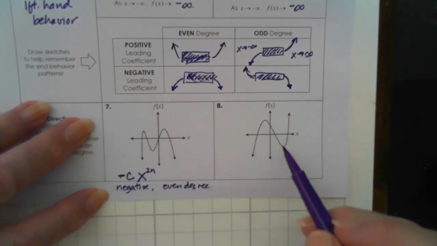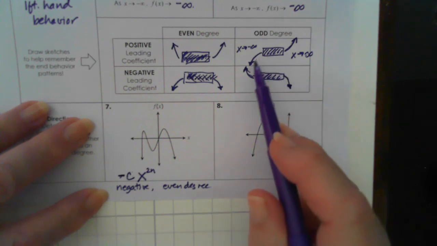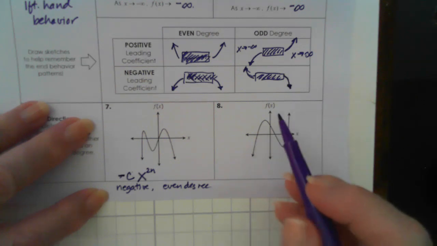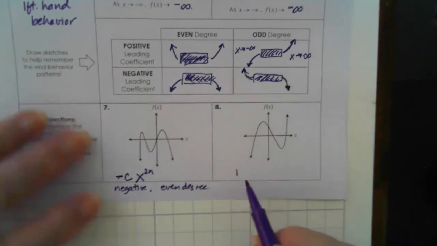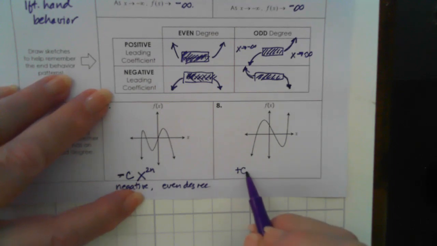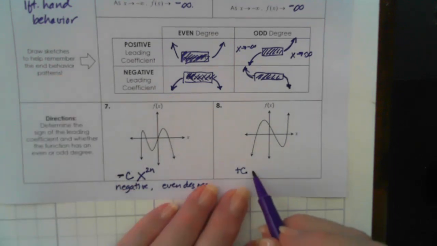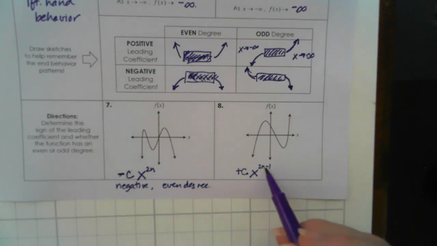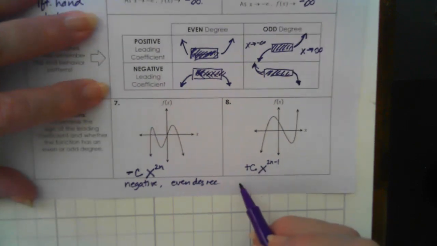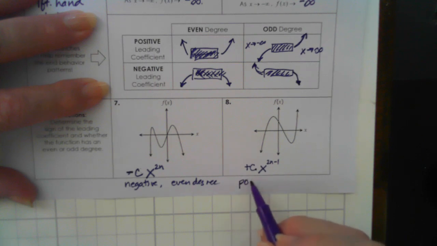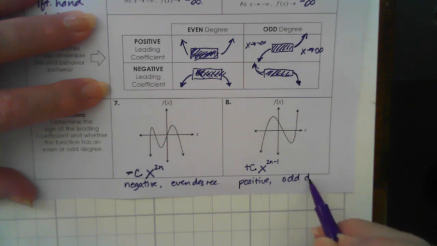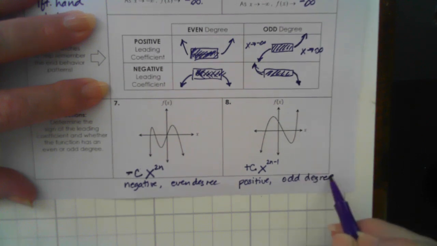Over here, when we look, we're going, oh, it's this top one here. So the right-hand side's going up and the left-hand side's going down. So I know that this is going to be some positive coefficient, and my variable will have an odd power, and I can write that as 2n minus 1. That's how we say odd numbers. So we'll write it in words as well. The leading coefficient will be positive, and it will be an odd degree. Okay?